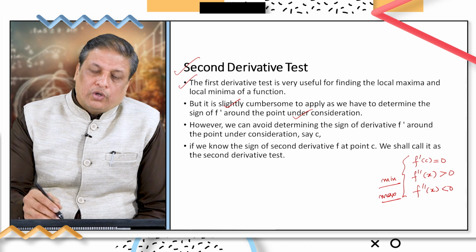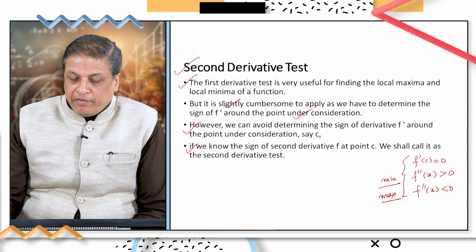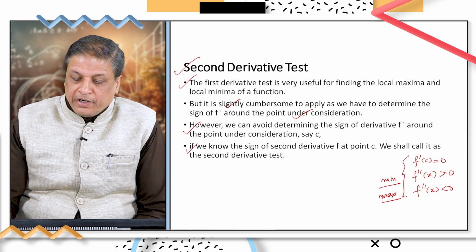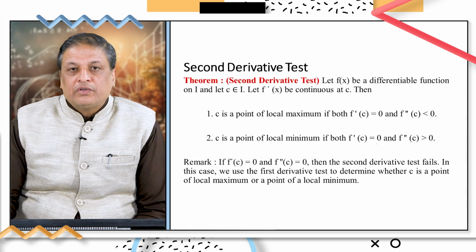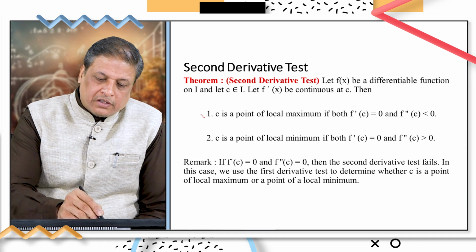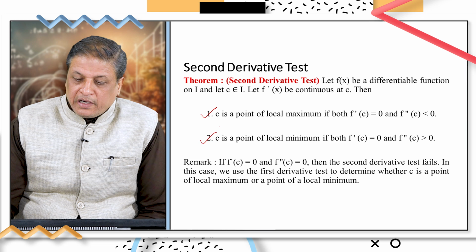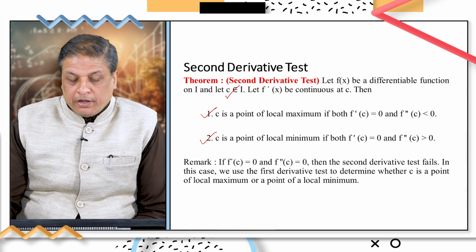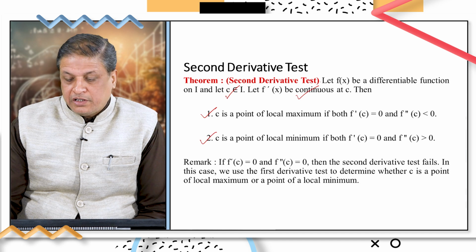So, in order to remove this complication, we introduce the concept of the second derivative test, wherein we are supposed to only calculate the sign of the second derivative of the function f at the point c, and what the variation of the sign recommends is given in these 2 points. The second derivative test says that let f(x) be a differentiable function on an interval I, and let c belong to I. c is your critical point, and let f'' (x) be continuous at c.